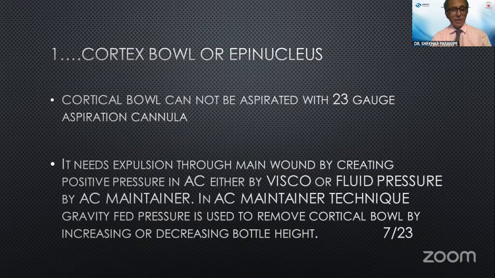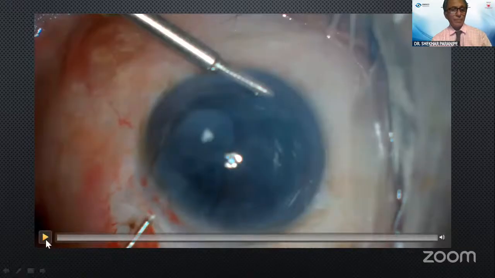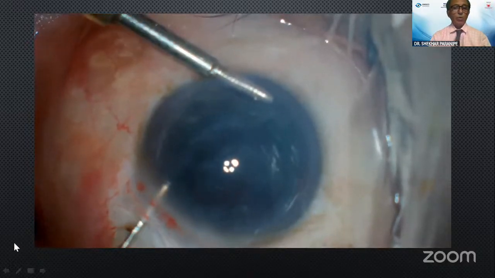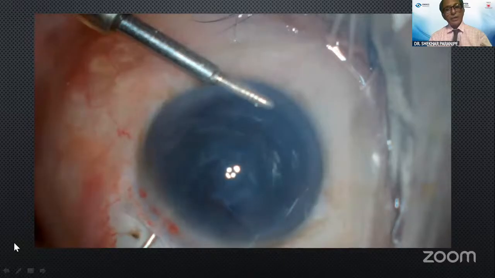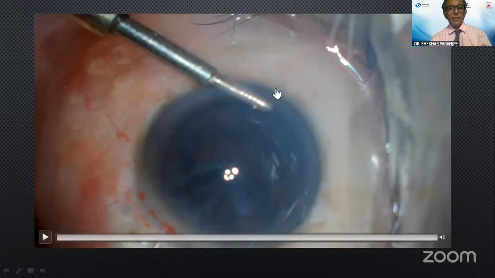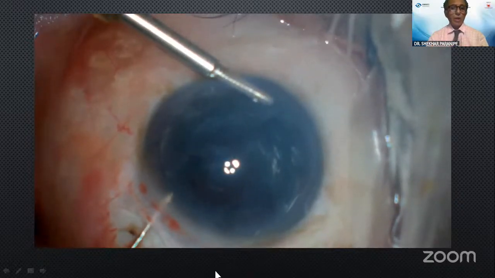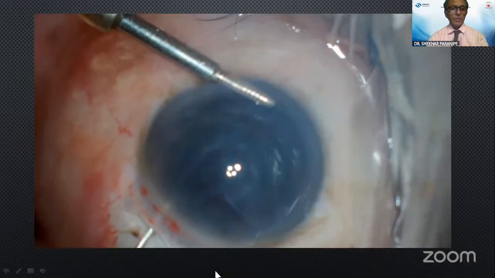In the anterior chamber maintainer technique, gravity-fed pressure is used to remove the cortical bowl by increasing or decreasing the bottle height. Now we'll come to a short video. There is a big chunk of cortical bowl or epinucleus. You just press on the scleral lip of the wound, and with the AC maintainer on, all epicapsular material pops out. You can see here.